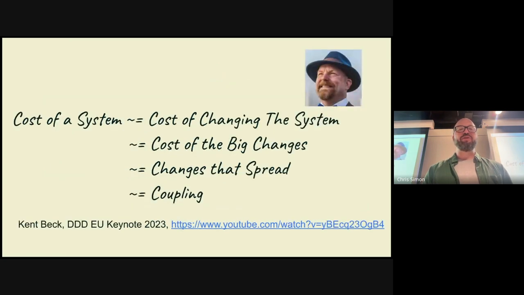Now, there's another interesting quote about coupling. Kent Beck said this last year at DDD Europe. He described the cost of a system as being approximately equal to the cost of changing the system, because the initial build is virtually insignificant compared to the total cost. So the cost of changing the system is approximately equal to the cost of the big changes. A ton of the changes you can make are super simple. And then one change comes along and all of a sudden you have to update everything. And that's super expensive and that dominates the cost profile. And that's what we're saying. Changes that spread are the expensive big changes. And that's coupling. Changes that spread are coupling.